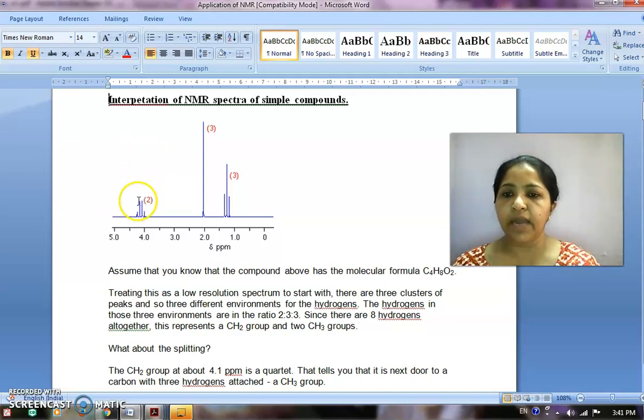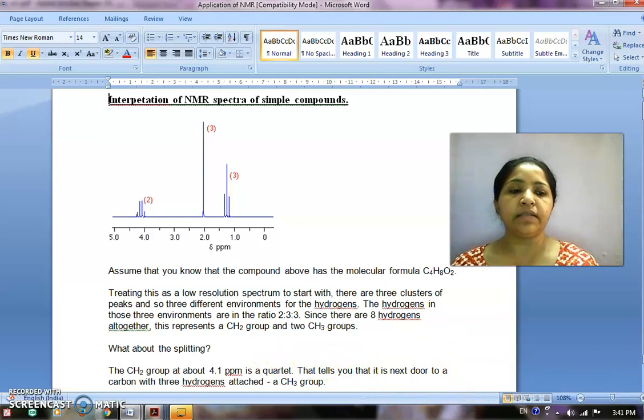Okay, when you add these 4 heights, the lengths of the peak, then it will come almost like this. So it can be told that it is for 2 hydrogen, it is for 3 hydrogen, it is for 3 hydrogen. Now if you calculate, what is the formula given? It is H8. So 3 plus 3 is 6, plus 2 is 8. It is quite matching.